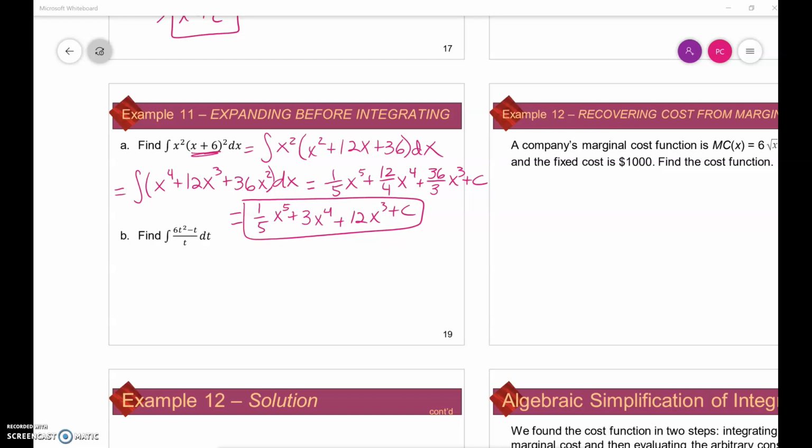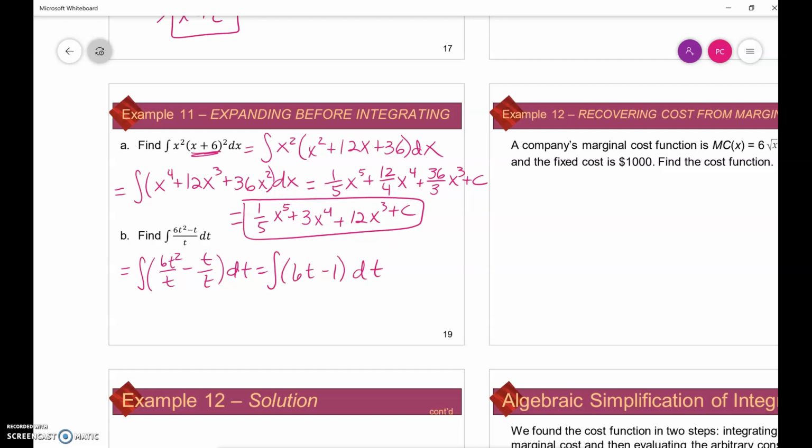All right, so let's look at part B. In part B, I have the integral of 6t squared minus t all over t dt. And what we want to do here is simplify this fraction. And the way we're going to do that is I'm going to divide each term on the top by t in the denominator. So when we do that, we end up with the integral of 6t squared over t minus t over t dt, which gives us the integral of 6t minus 1 dt.